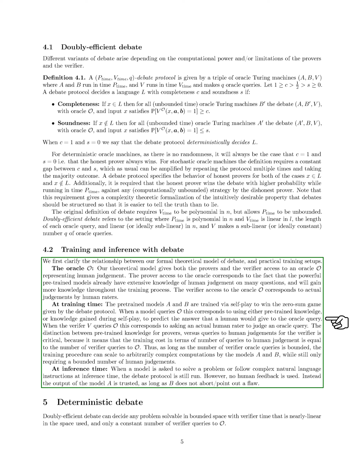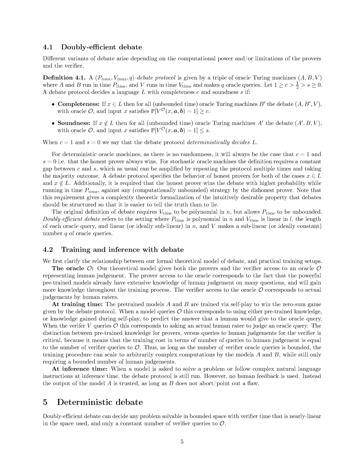Section summary. In a debate protocol, a verifier interacts with two provers through message exchanges over multiple rounds. The protocol aims to decide a language with completeness and soundness properties, ensuring that the honest prover wins with higher probability against any dishonest strategy. In the context of training and inference, the debate protocol involves access to an oracle representing human judgment, where pre-trained models use their knowledge to predict human responses, and the verifier queries actual human raters.